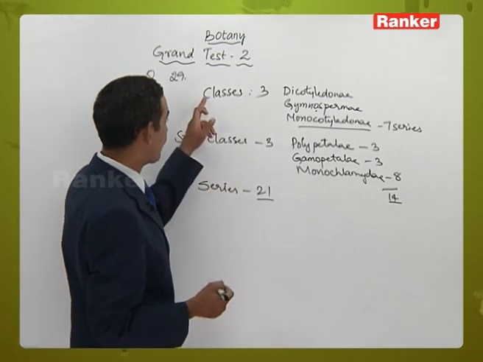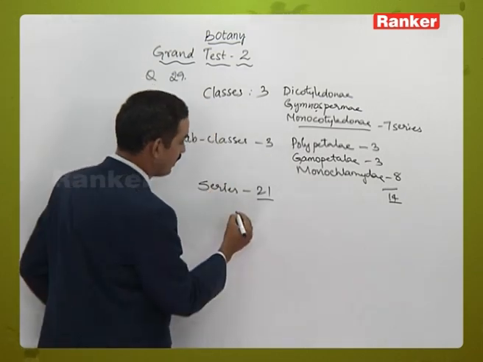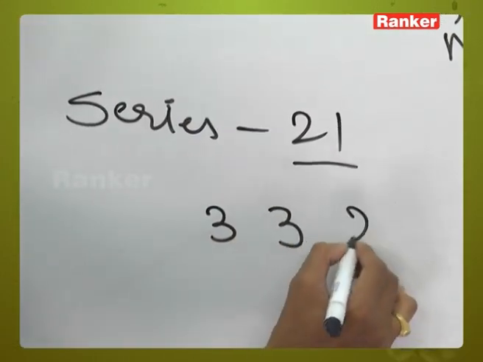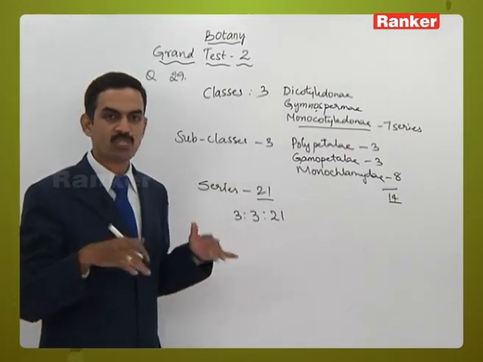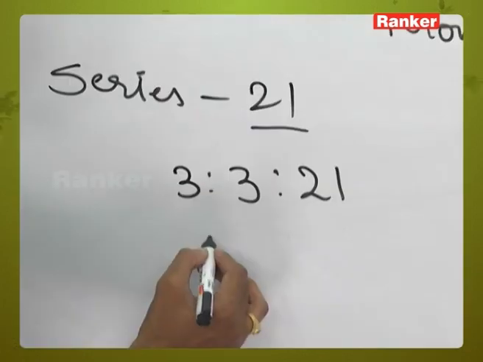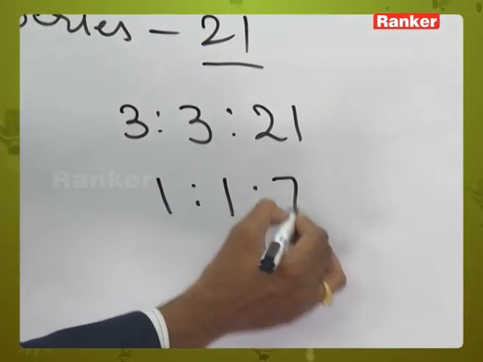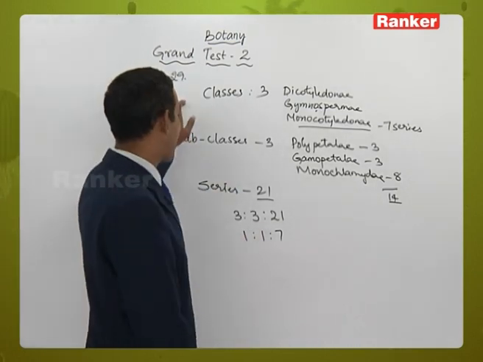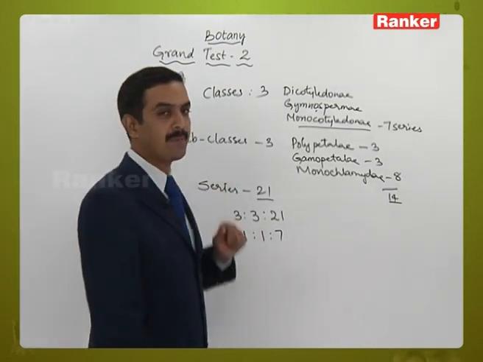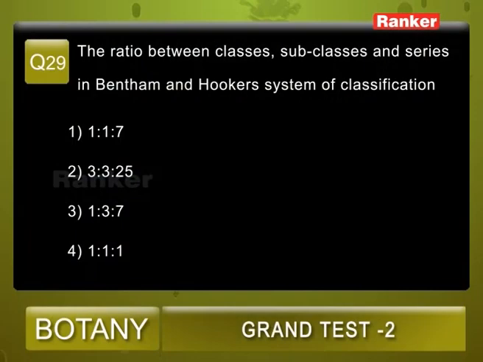So the total number of classes, subclasses and series are 3, 3 and 21 in the Bentham and Hooker system of classification. Now let us see the ratio between them. If we simplify, 3 ones and 3 sevens. So 1:1:7 is the ratio between classes, subclasses and series of the Bentham and Hooker system of classification. So question number 29, the correct answer is 1.